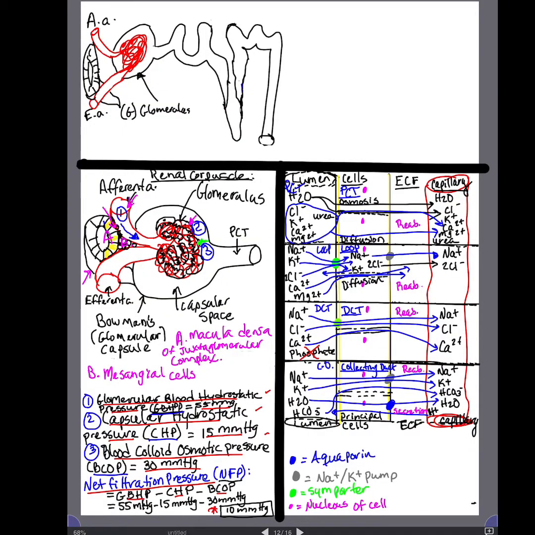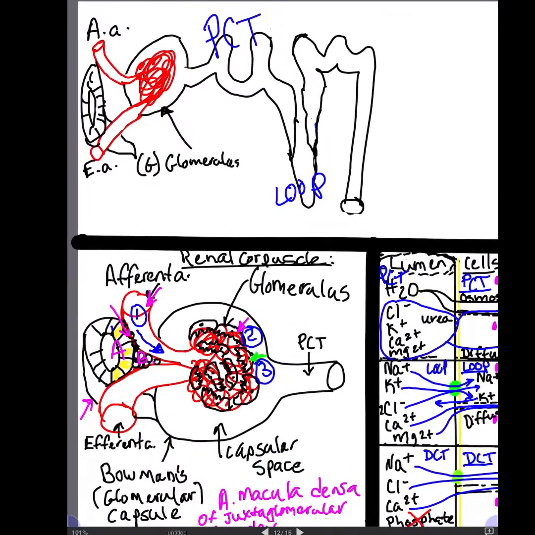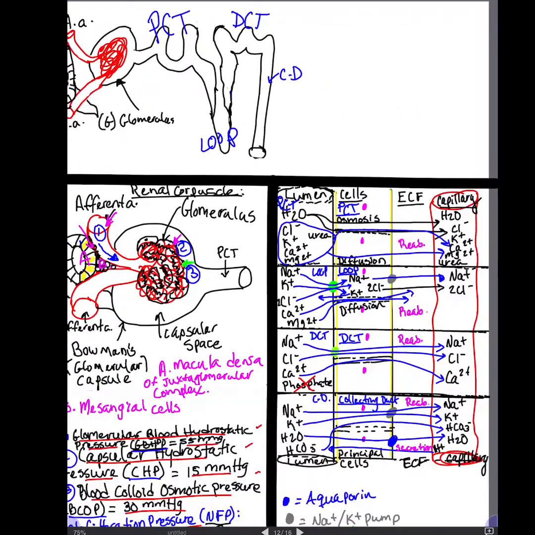In order to understand what happens in each part of the nephron, we also have to understand the anatomy and physiology. So first of all, remember that in your nephron, this area right here is considered the proximal convoluted tubule. This area right here is considered the loop. This area right here is considered the distal convoluted tubule, and then this part is considered the collecting duct. In each area, we're going to have different types of cells, and these cells are going to be absorbing or secreting different ions or water depending on the scenario.